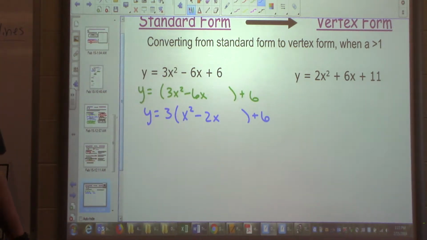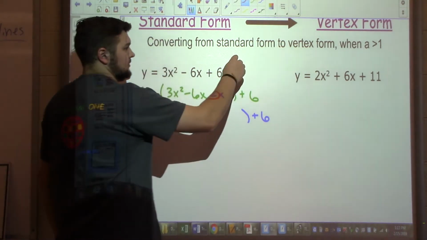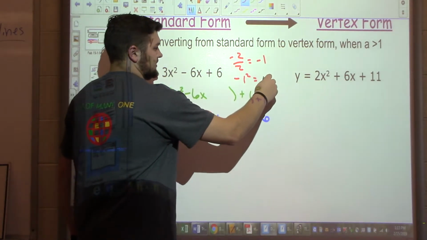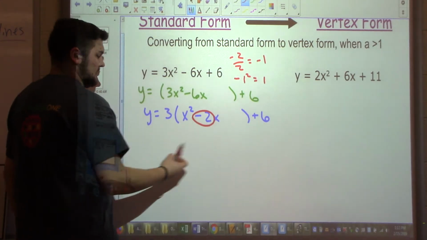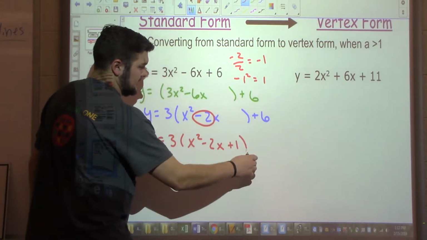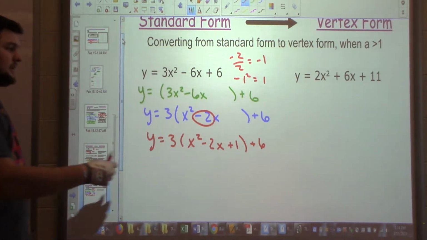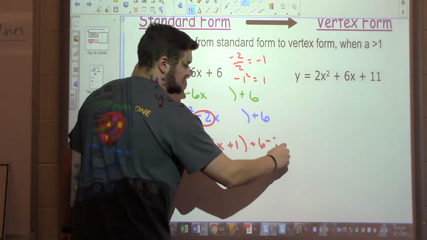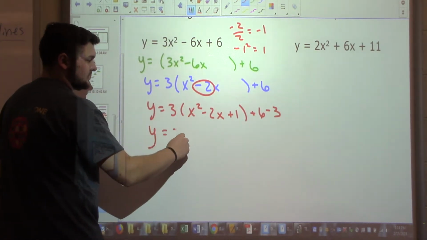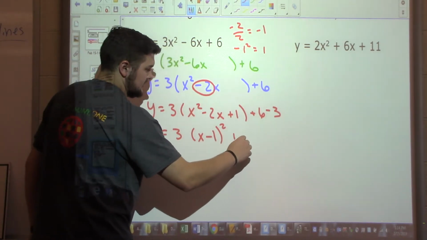Once you've taken that integer out, negative 2 divided by 2 is negative 1. Negative 1 squared is positive 1. So I'm going to add 1 on the inside. X squared minus 2x plus 1 plus 6. But I need to subtract what on the outside? 3. So I got to do 1 times 3. So I subtract 3. Factor what's inside here. Y equals 3 times x minus 1 squared plus 3.